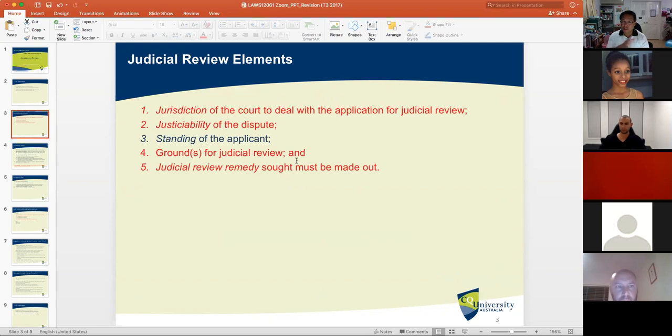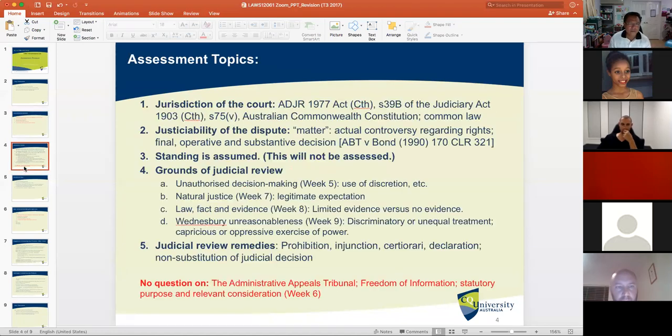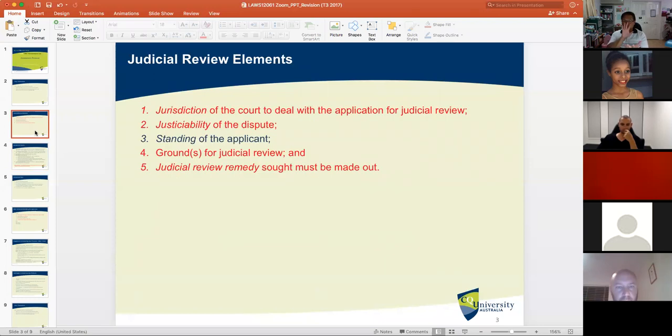So you need to know the grounds for judicial review, and we're going to go into that in a short while. And then you need to determine what the judicial remedy sought is. So that has to be made up. So we're clear, I'm going to go back to this in a short while when I talk about assessment topics. So we're clear, these are the 5 elements that traditionally should be there before you can say that judicial review is available. In the absence of any of these elements, there is no scope for judicial review.